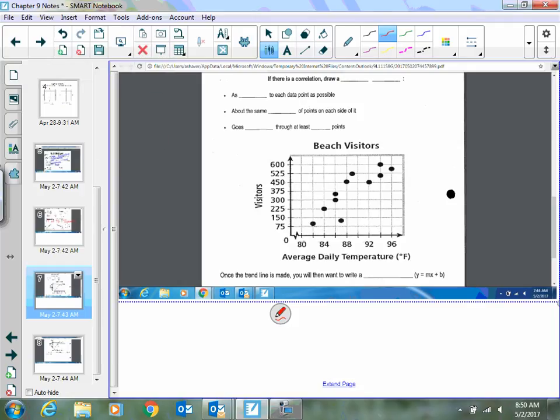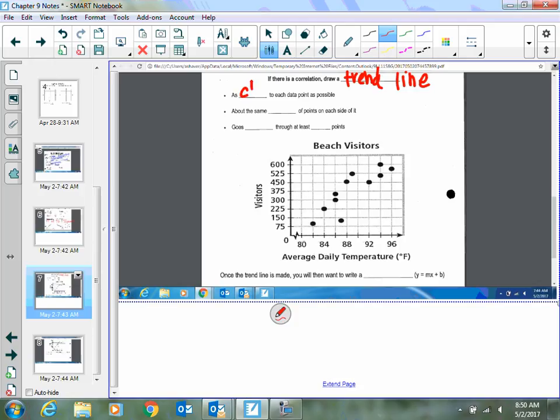Okay, now we're going to look at what to do if there is a correlation. So if you decide it has a positive correlation or a negative correlation, we can then draw what we call a trend line. This trend line is going to answer lots and lots of questions. This is what data analysts use all the time. They use trend lines all the time to predict the future. Weathermen use it all the time. So, things we need to know about a trend line.